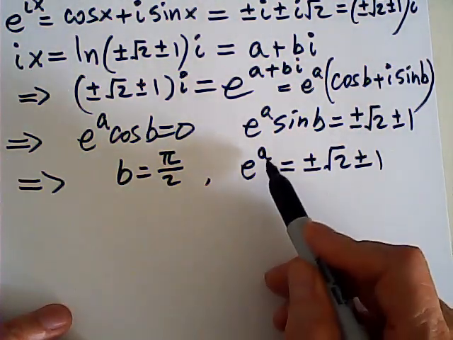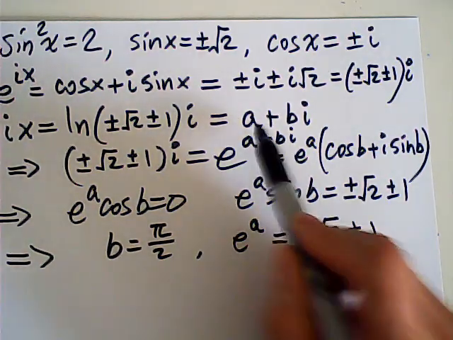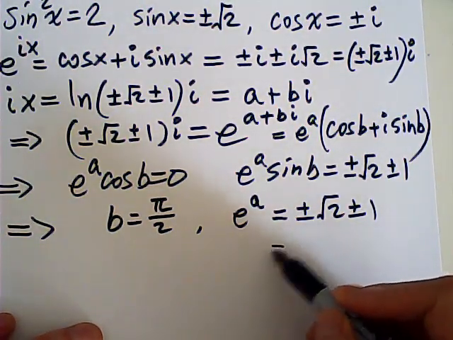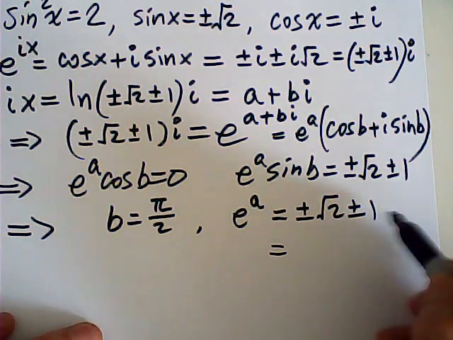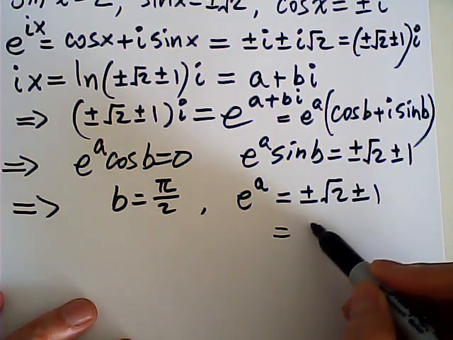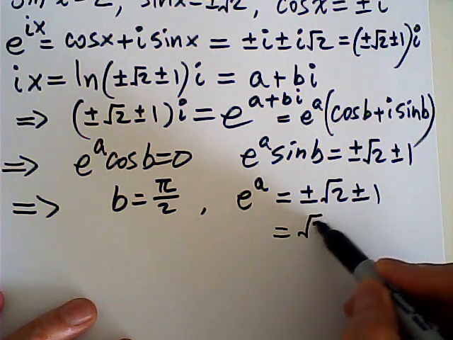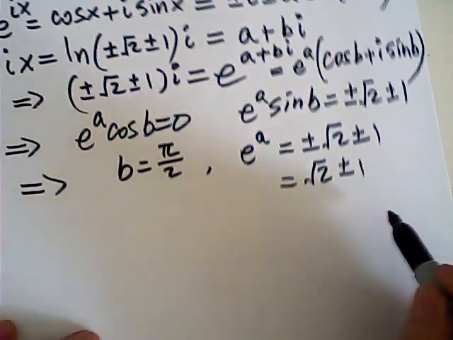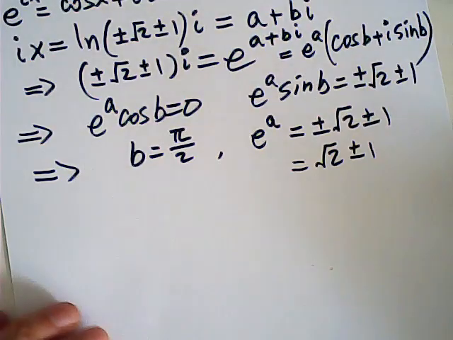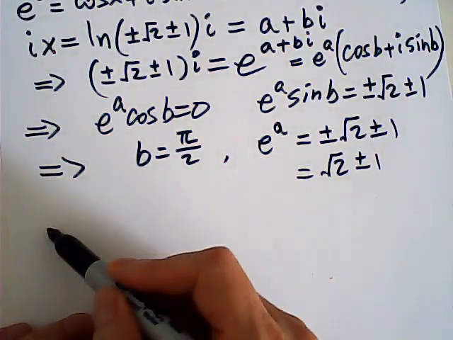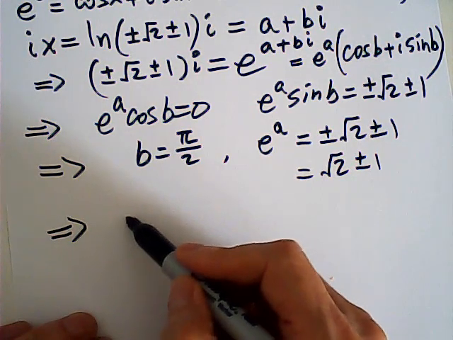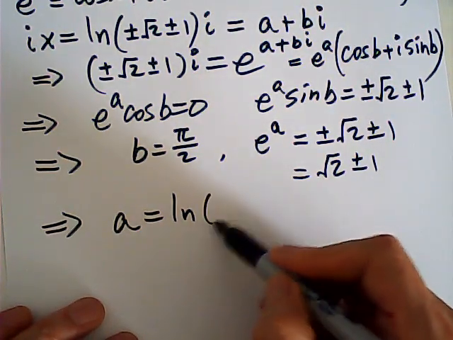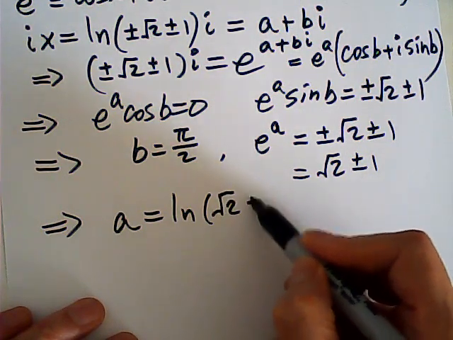Okay, now since a is a real number, therefore e to the real number cannot be negative. Therefore, we delete 2 cases. Left is root 2 plus or minus 1. That will be the value of e to the power of a. Therefore, a is equal to natural log of root 2 plus or minus 1.